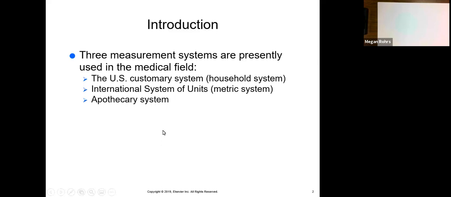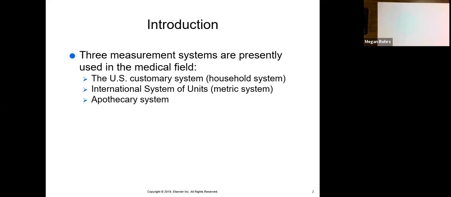So chapter 4 is just an introduction to all of these systems here. So we have the U.S. customary system, which is also known as the household system. So these are going to be units that you use typically in the kitchen when you're cooking. So we're used to those here in the United States, units such as the teaspoon, tablespoon, cup, etc.